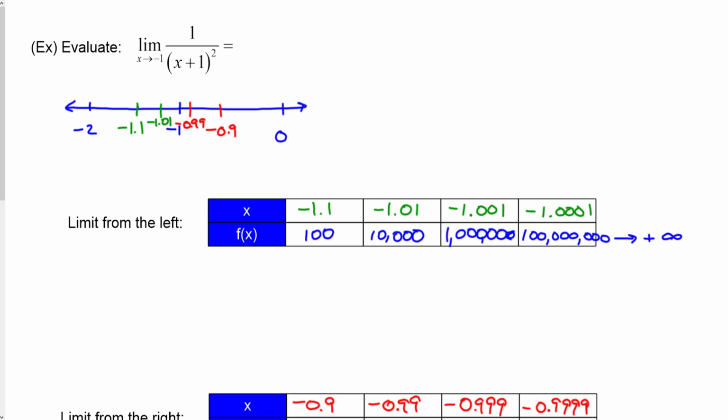Now, technically, that limit does not exist because they're running off to infinity, but we can be a bit more explanative in saying how they're going to infinity. Could be positive infinity or negative infinity.